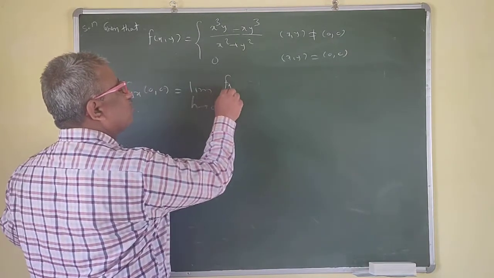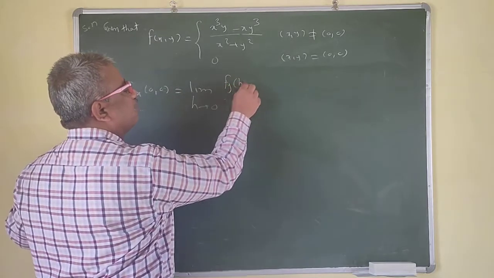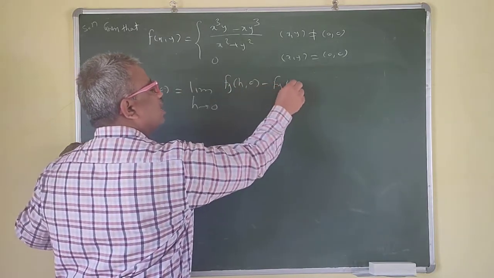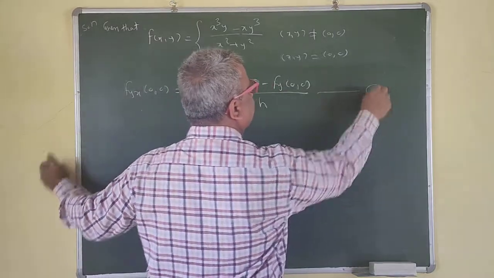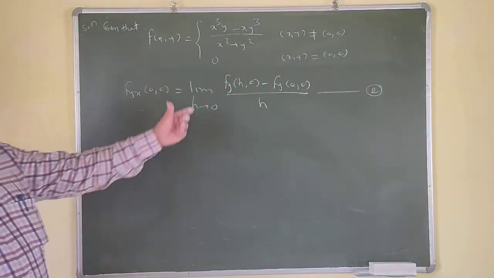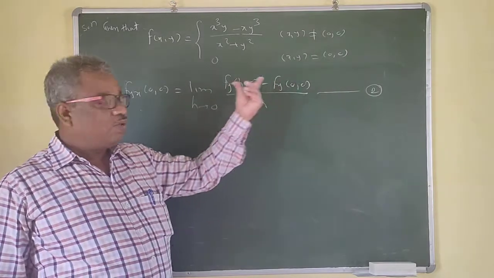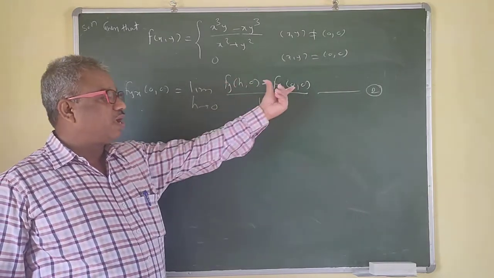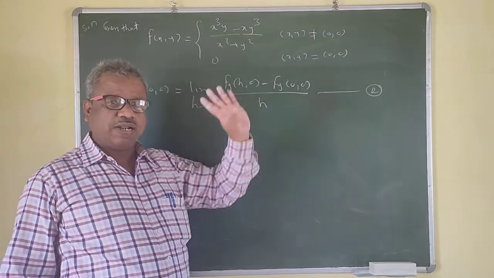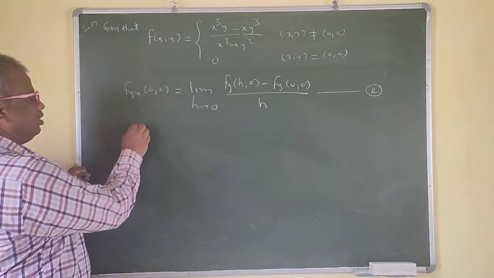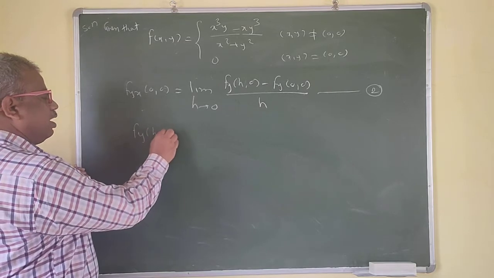So increase the x coordinate of fy by h, minus fy(0,0), upon h. So this is called this as 2, right? Because we don't have the direct value of this one. We have to find the value of fy(h,0) and fy(0,0). So we'll find the value of fy(h,0) and then we'll find fy(0,0).